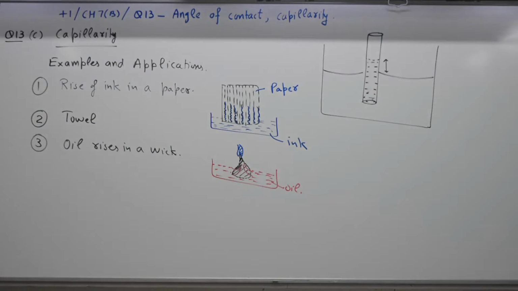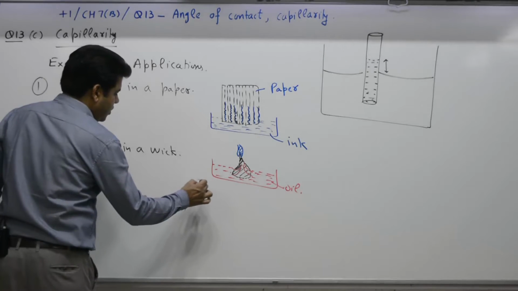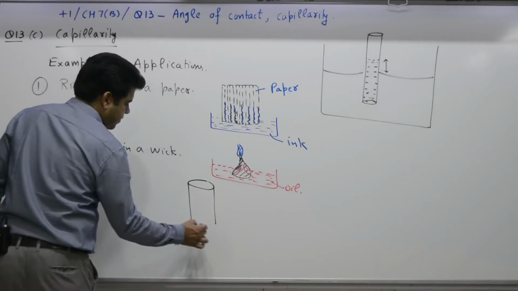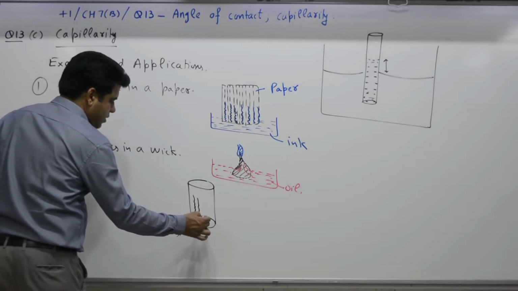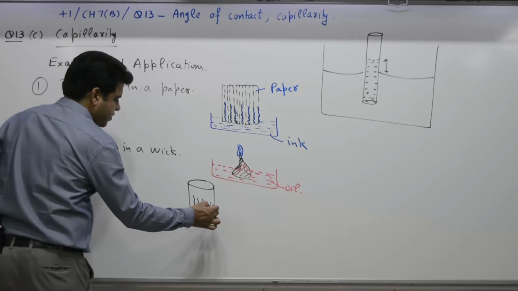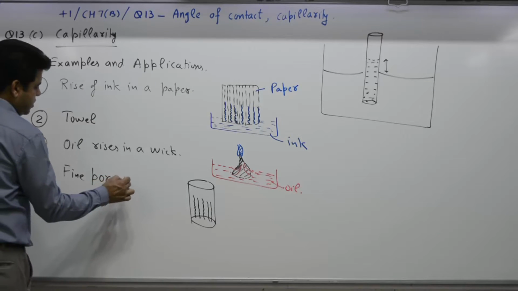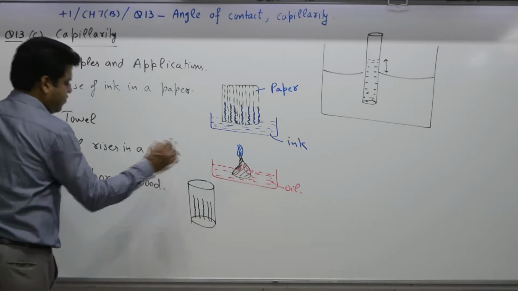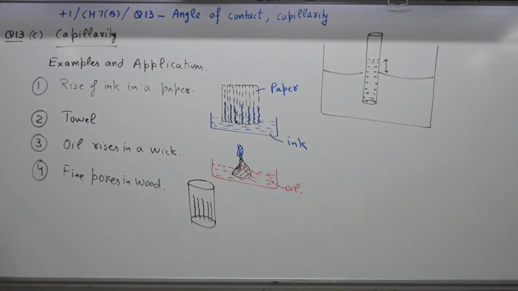4. Swelling of wood in rainy season is due to rise of moisture from air in the pores of wood. Yes, in a log of wood, water rises because you have what? Fine pores in wood. That also acts as a capillary tube.